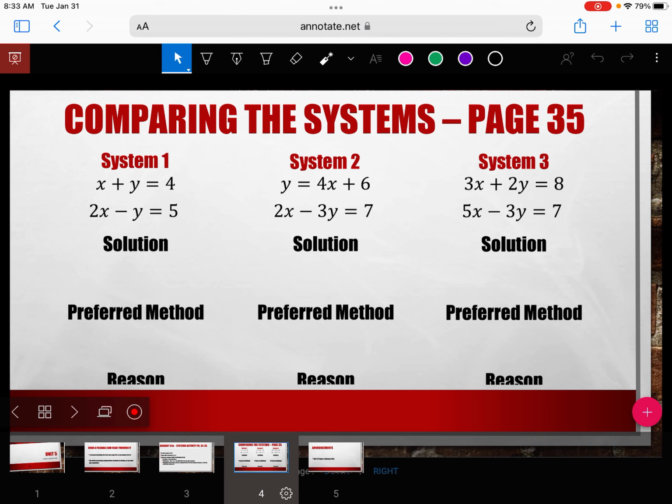So, we're going to look at system 1, which is, for person A, the one you did by graphing. For B, you did it by substitution. And for C, you did it with elimination. So, what did you guys get as a solution? Did we get our point where they cross?